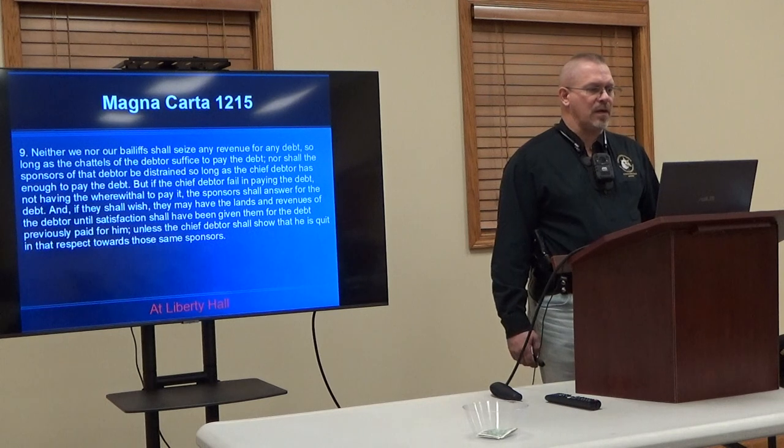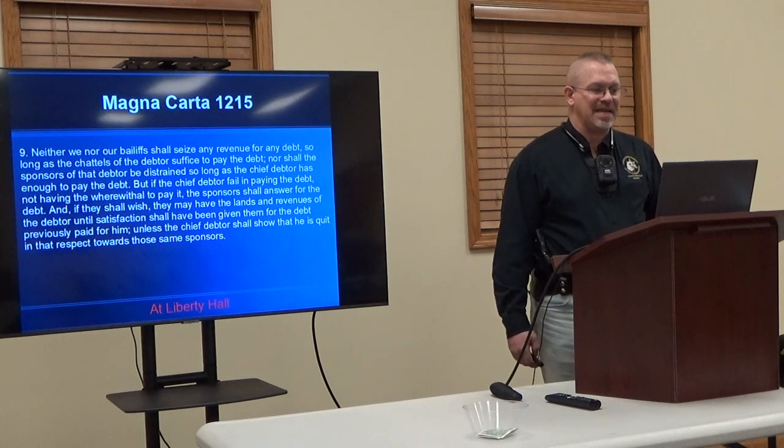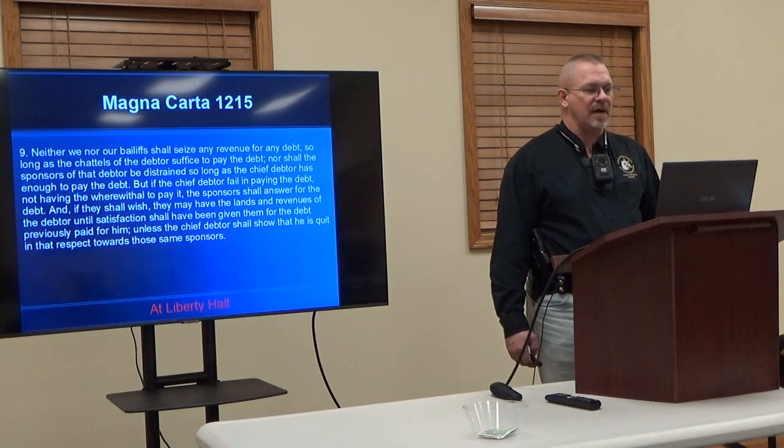9. Neither we nor our bailiffs shall seize any revenue for any debt, so long as the chattels of the debtors suffice to pay the debt.